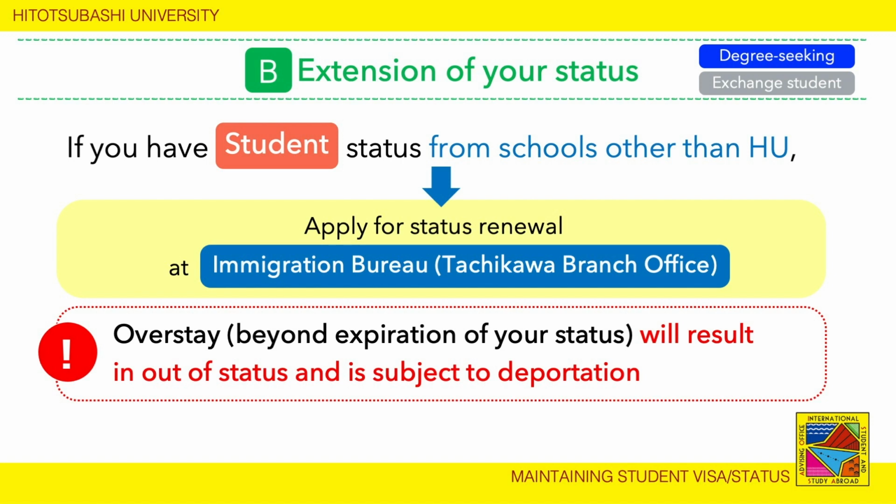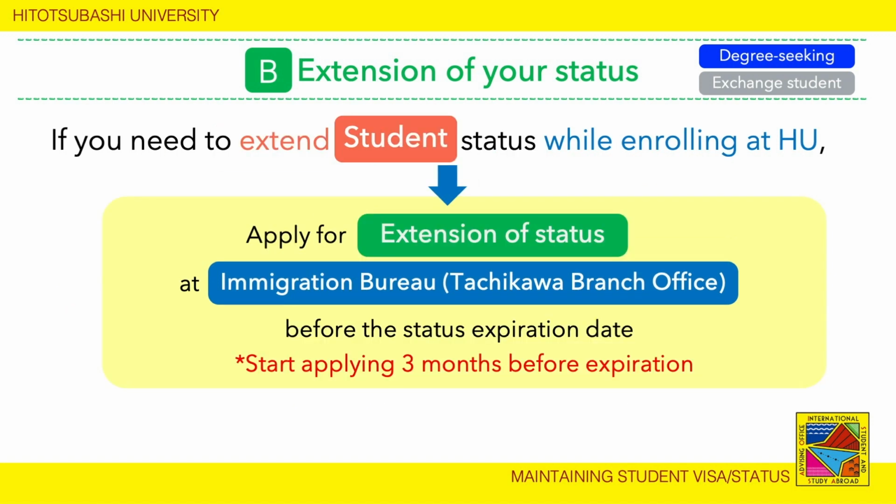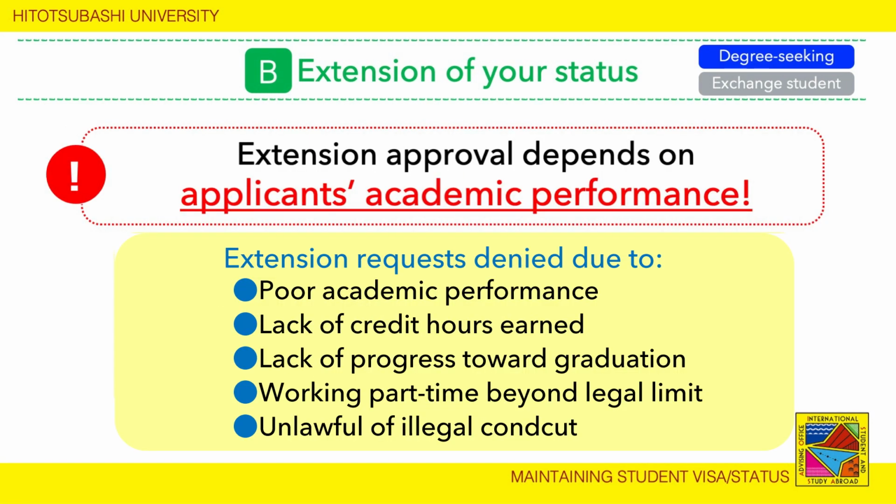Now, another type of extension happens because you decide to extend your period of study at Hitotsubashi. Let's say you enrolled in a 2-year program, but it ends up taking 3 or 4 more years. Then you need to apply for an extension. Now, please be aware that extension is not awarded automatically. If you're not making steady progress toward graduation, or if there's a reason to think that you're not being a serious student, then the immigration department can deny your extension application.